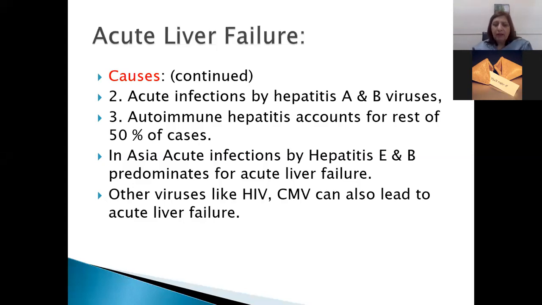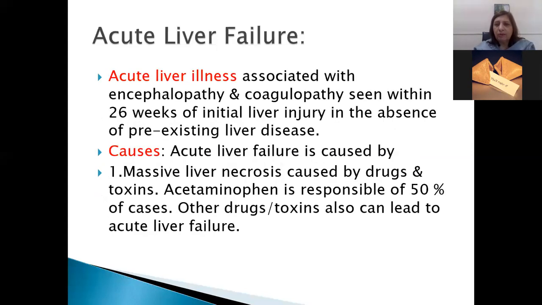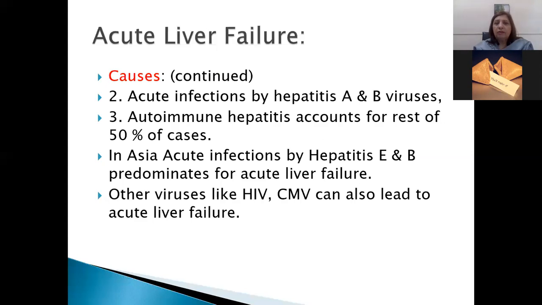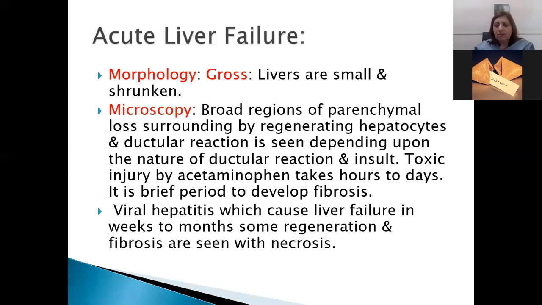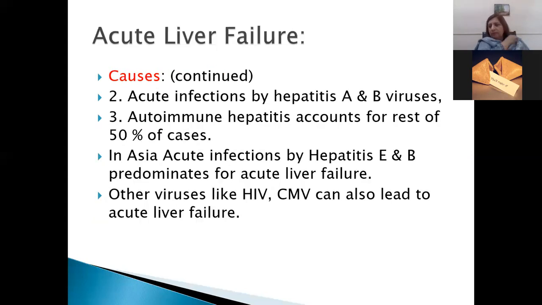So the causes can be drugs and toxins. The most important drug is acetaminophen. The acute infections by hepatitis A and B, autoimmune hepatitis, and cytomegalovirus and HIV infections can also lead to acute liver failure. So these are the causes of acute liver failure. Now we are going to see the morphology.